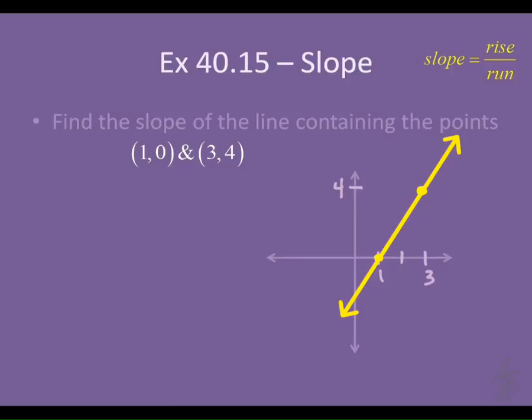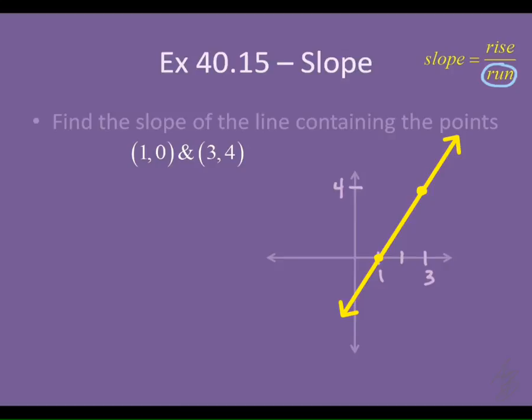Okay. I heard a lot of reasons, and none of them were really why we want to start at 1, 0. The reason we want to start at 1, 0 is because we always want the run to be positive if we can. The run is going which way? That way. Right. Right or left? A positive run is going to the right, a negative run is going to the left. So if we want the run to be positive, we want to go from left to right.